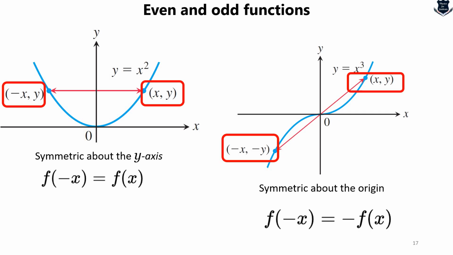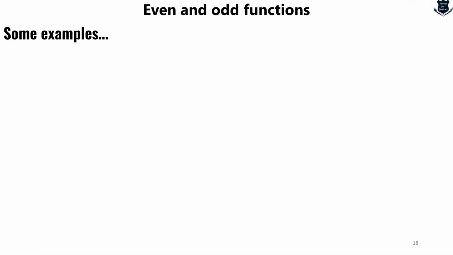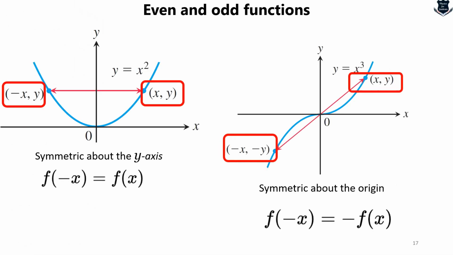And here you can see that the definition implies both x and minus x must be in the domain of f. So the point (x, y) lies on the graph if and only if the point (minus x, y) lies on the graph. This one and this one, and if you rotate it about the origin, it leaves the graph unchanged. So these are called even and odd functions.